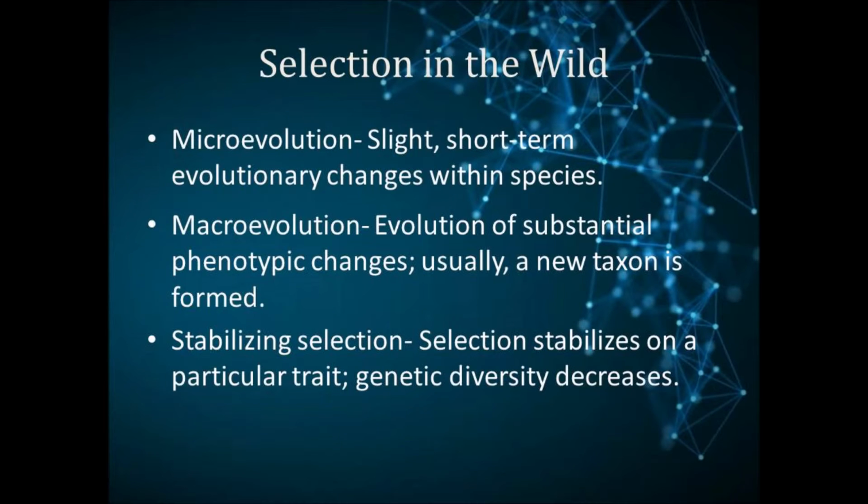Selection in the wild can be viewed as the naturally occurring changes to a species' genetics. Microevolutionary changes are small changes in a few features within a species, while macroevolutionary changes allow a new species to emerge. However, we are unlikely to see macroevolution happen during the limited time of a human's lifespan.